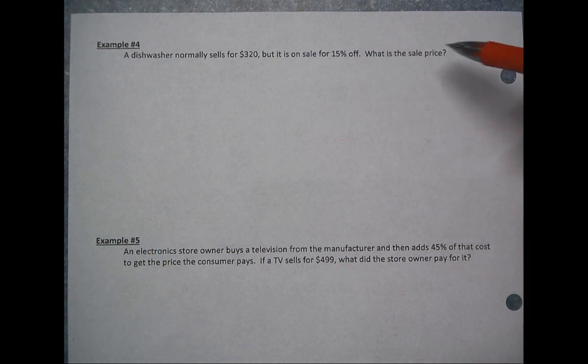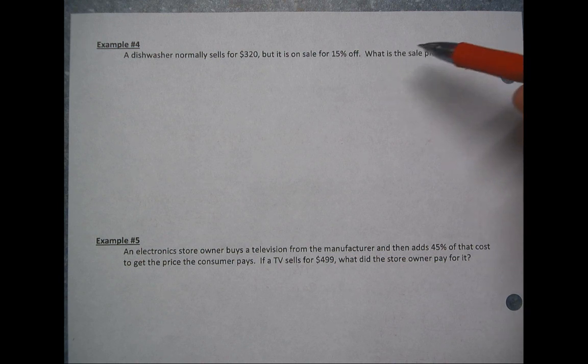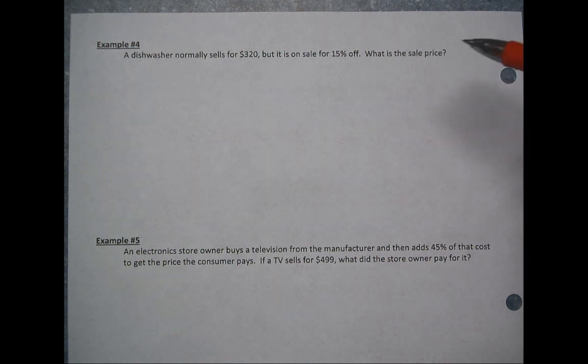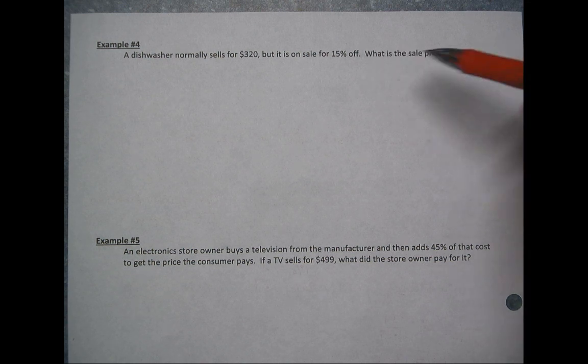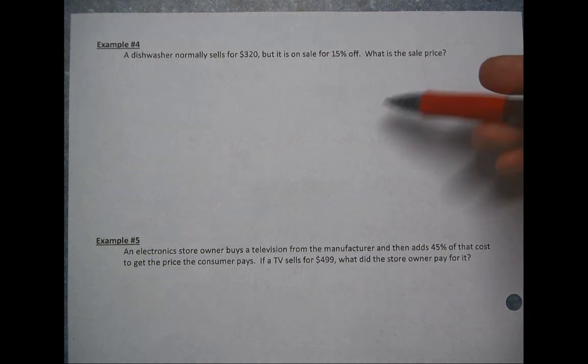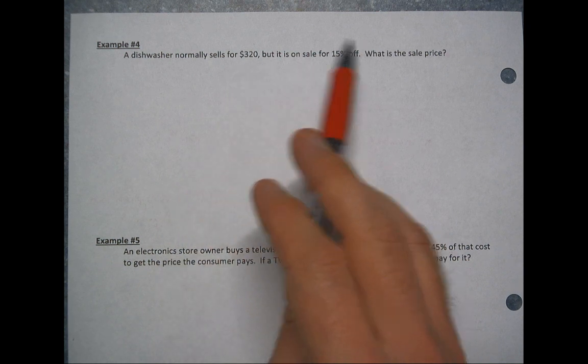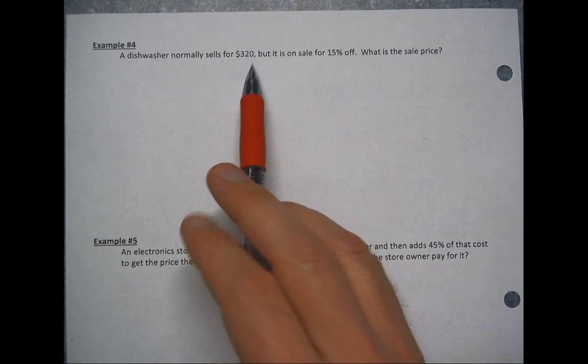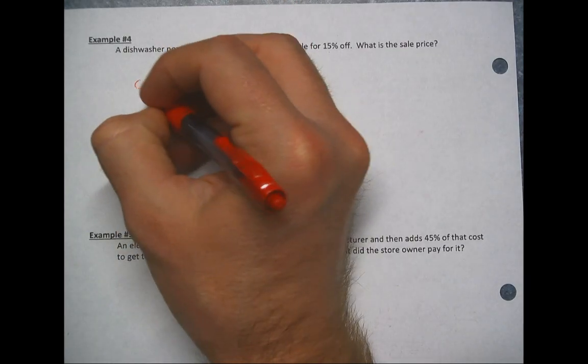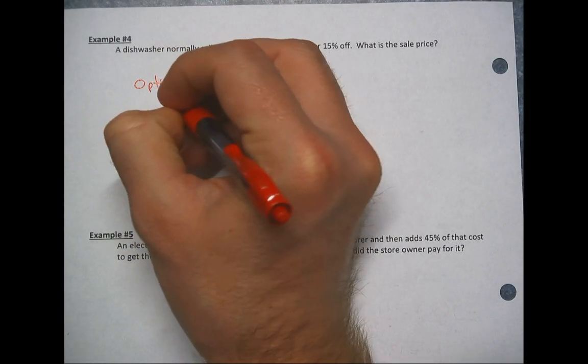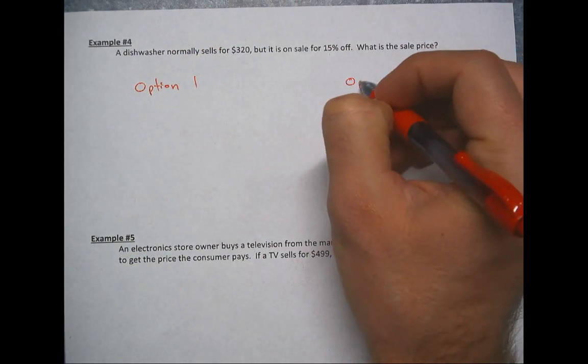So they can ask you a couple questions here. They could ask you how much are you going to save, or they can ask you what's the new price. All right, those are the 2 basic questions that they're going to ask. So you always need to make sure you're actually answering the correct question first of all. So it normally sells for $320. It's 15% off. So we want to find out what's 15% of $320. Now there's 2 ways to do this. So we're going to set them both up. Option 1, option 2.